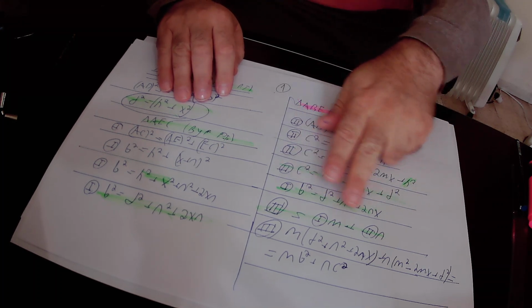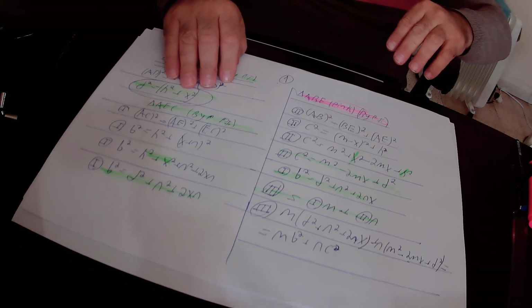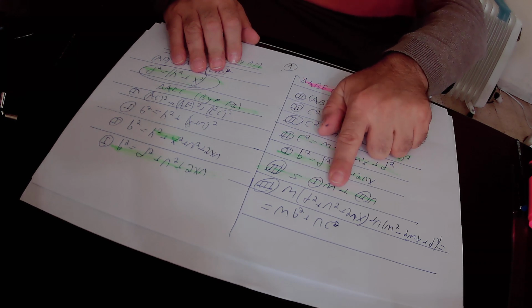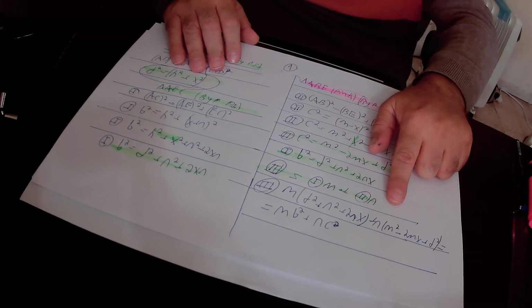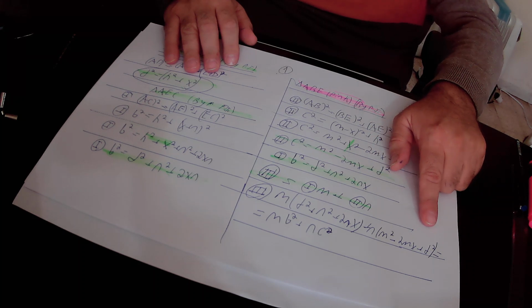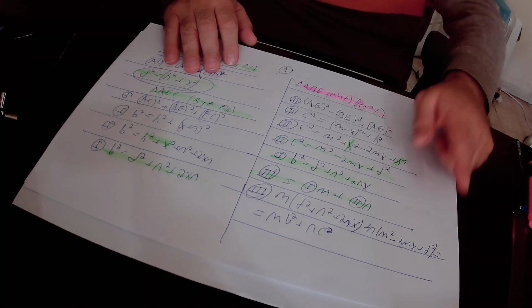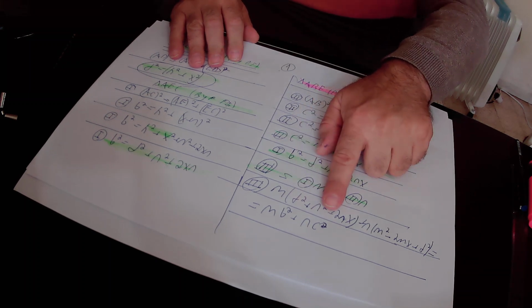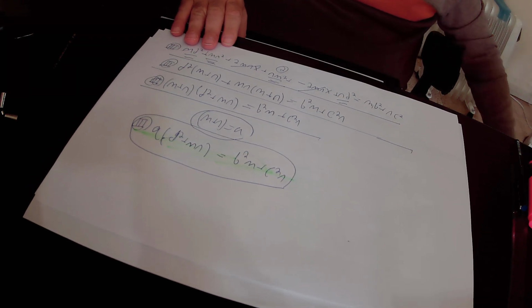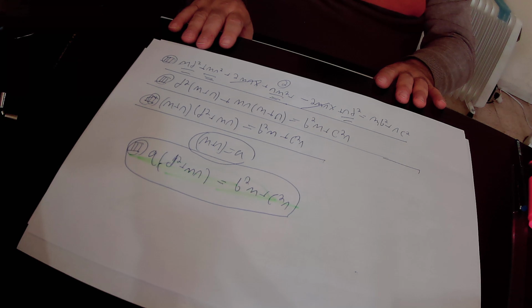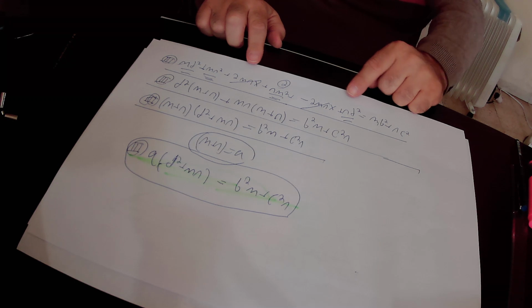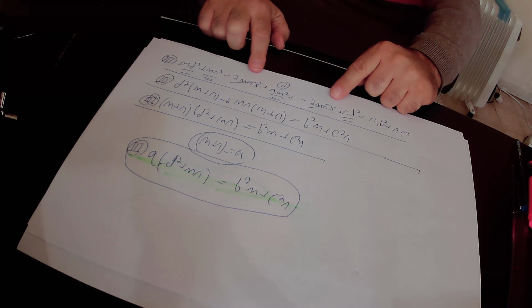Then we open the brackets in this side of equation number 3, and we found out that it is md squared plus mn squared plus 2 times mnx plus m squared minus 2 times mnx plus nd squared. And it is equal to mb squared plus nc squared. So this is actually equation number 3 after we open the brackets. 2mnx minus 2mnx equals 0, so those two expressions will get cancelled.